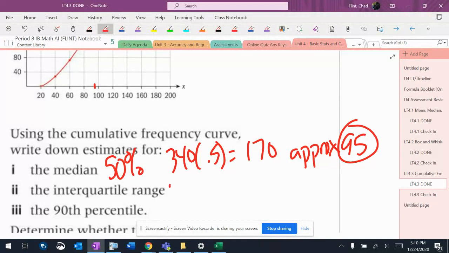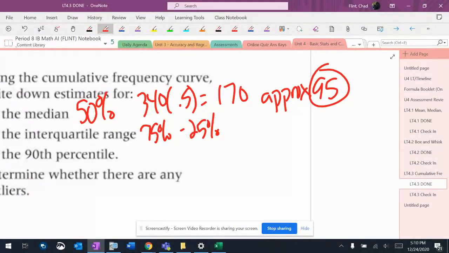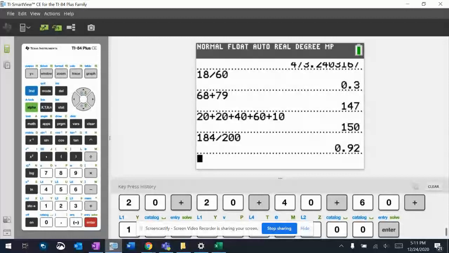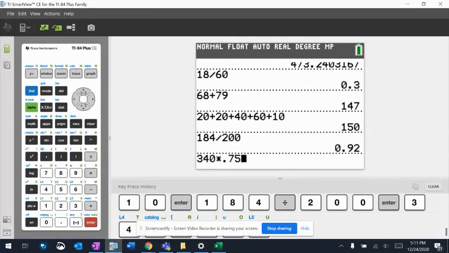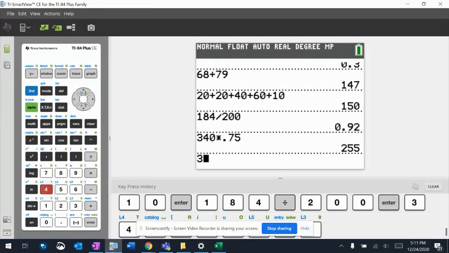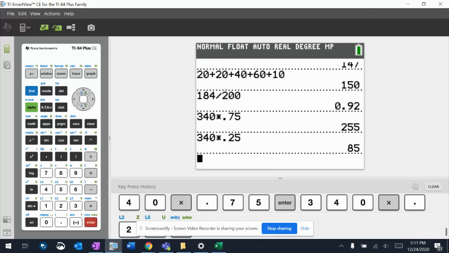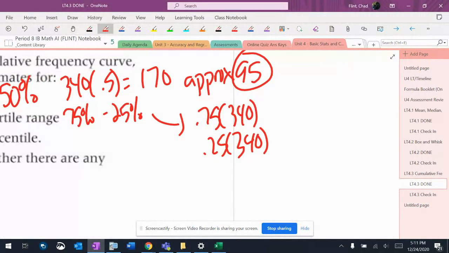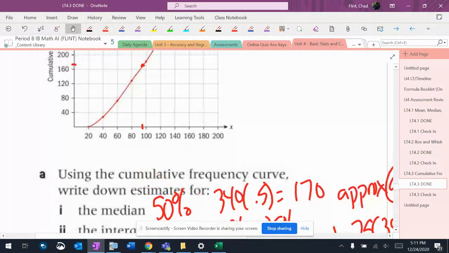It says the interquartile range. That's 75% minus 25%. And I've got to figure these out. All right, so it's going to be, let's drag this over here. So 0.75 times 340, 0.25 times 340. Let's see what we got there. 340 times 0.75 is 255 and 0.25 times 340 is 85. So I need to know where those two things happen. So 255, 85. We're going to estimate those in the graph.